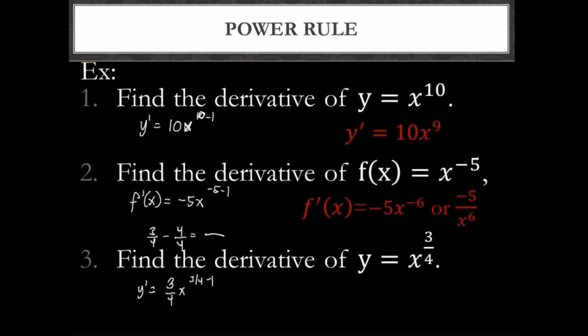Okay? Mas madali kasi mag-add or subtract kapag parehas yung denominator, di ba? So, just subtract or add yung numerator. 3 minus 4, that is negative 1. Therefore, ito ay magiging 3 over 4 x raised to negative 1/4. Sabi ko kanina sa number 2, bawal po yung negative exponent. Ito ay magiging 3 over 4 x raised to 1/4.